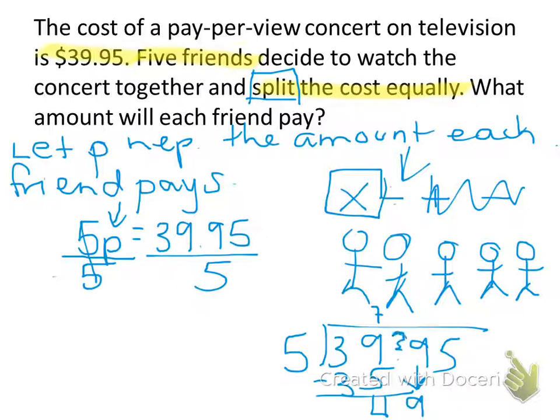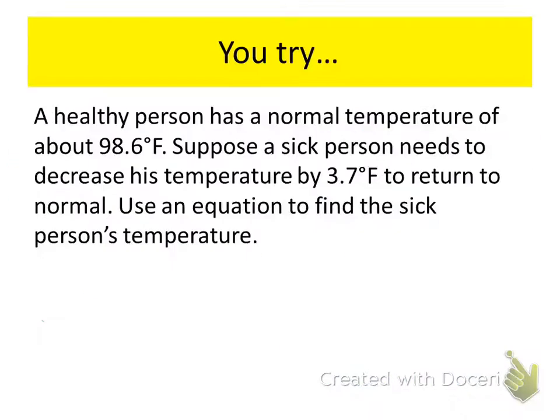When you're dividing with decimals, be sure to always bring up your decimal to the top. 5 goes into 49 9 times. 9 times 5 is 45. I can't do it anymore on here because I've run out of space, but I'll put an arrow up here. 49 minus 45 gives me 4. Then I bring down the 5 right here. 5 goes into 45 9 times. 9 times 5 is 45. Subtract them, we get 0.